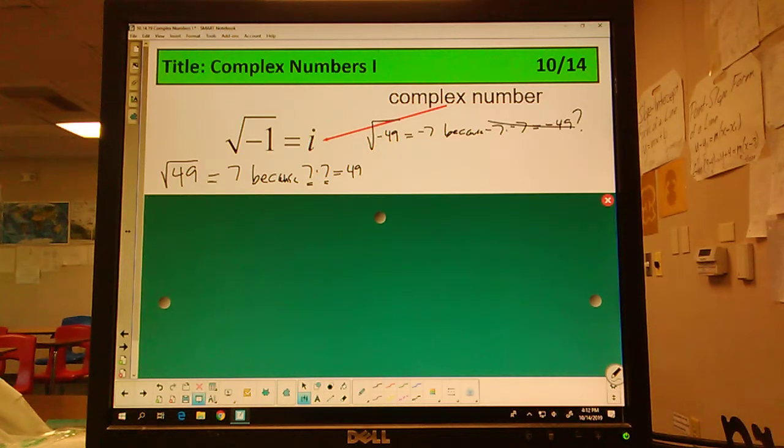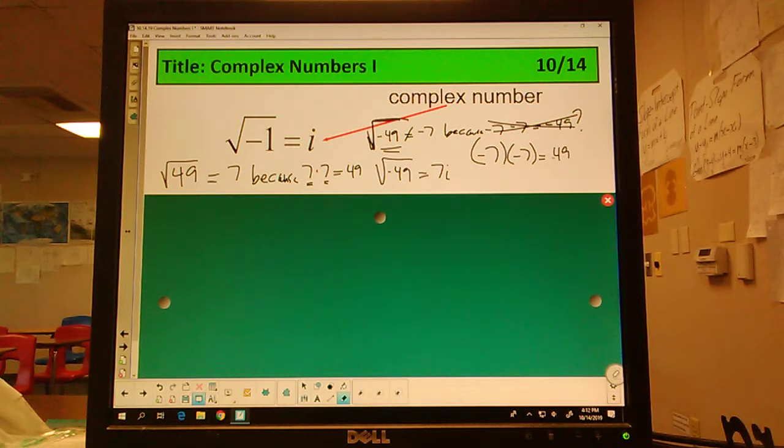No, it doesn't. So the number you think it is has to multiply by itself twice to give you back that number under the radical. It's going to give you a positive 49 if you use -7. So the square root of -49 is not -7. We say it's 7i. It's an imaginary 7.